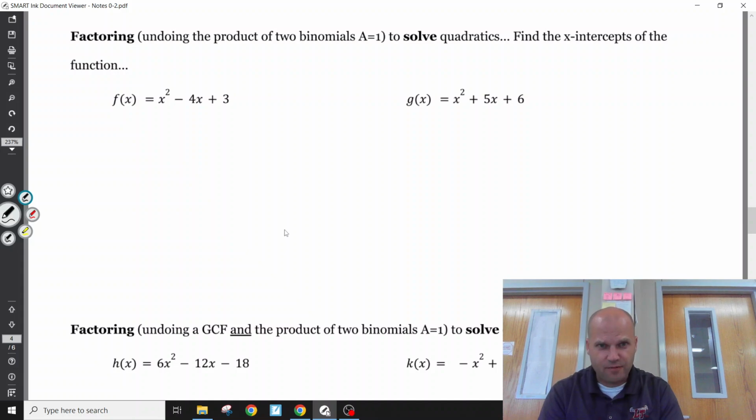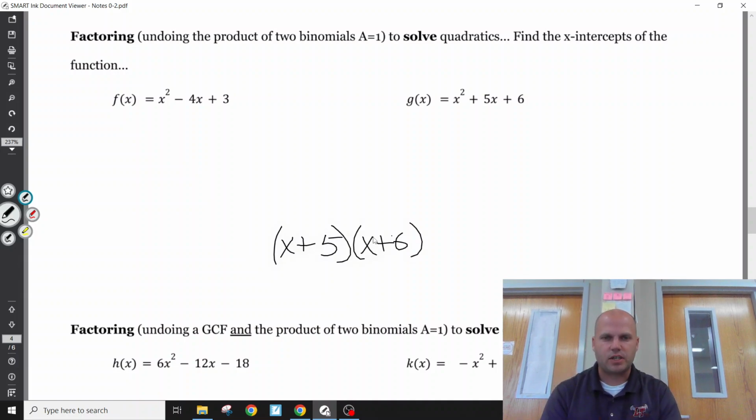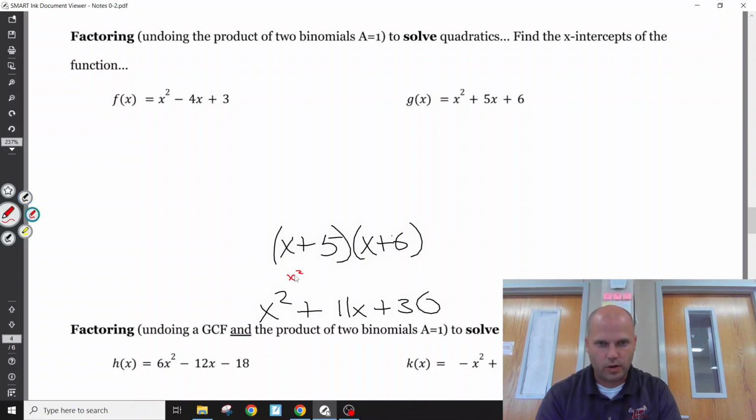Remembering that if I have x plus a number, I'm going to use 5 and 6 times x plus a number, that when I distribute this, and we practice this, we get x squared plus 11x's plus 30. Remember, in between you'd have x squared, you'd have 6x's, you'd have 5x's, and you'd have 30. Okay, this is distributing everything or using the box.